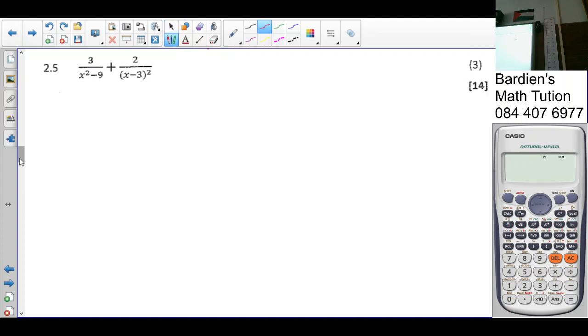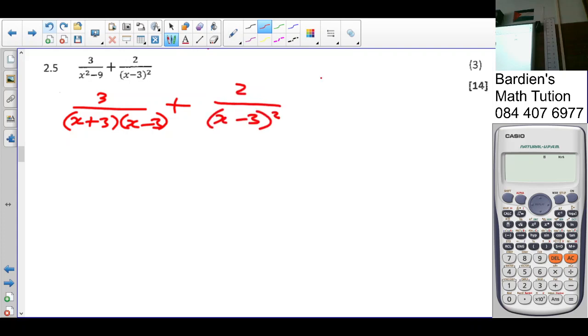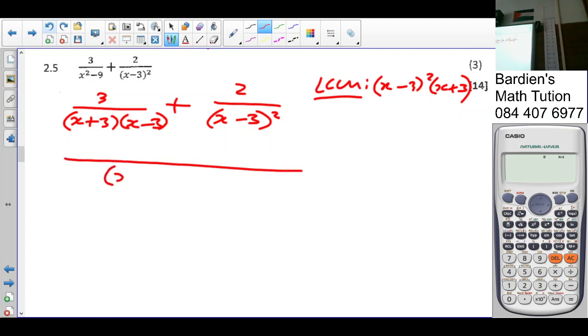What needs to be done first here? Factorize the denominator so we can find an LCM. Difference of two squares applies there. What's your LCM here? What's your LCM, people? x minus 3 squared, x plus 3. You all agree with that? Any confusion there? x plus 3 must be squared? I wrote the question. Okay, no problem. So, you got x minus 3 squared, x plus 3.